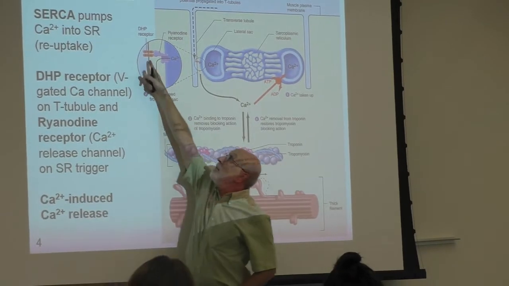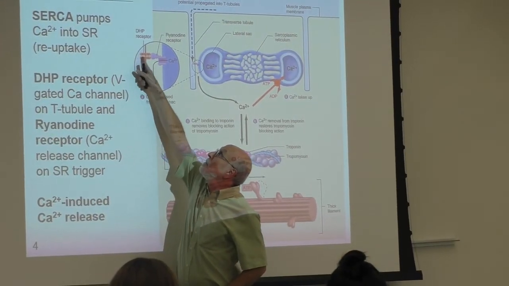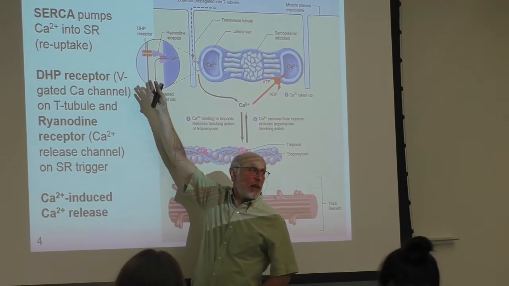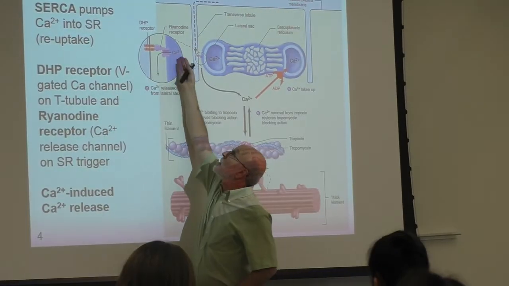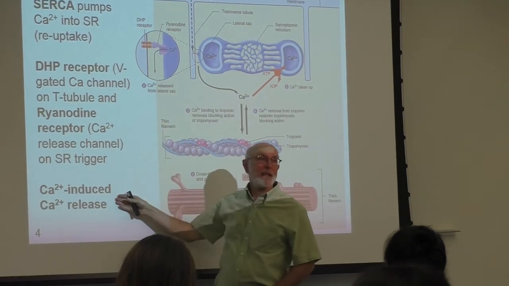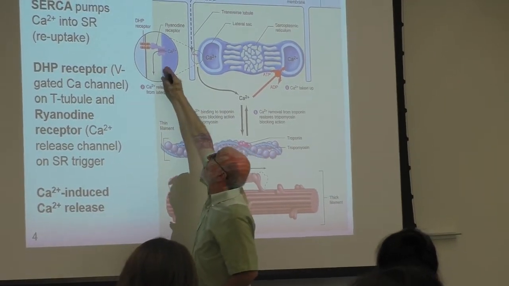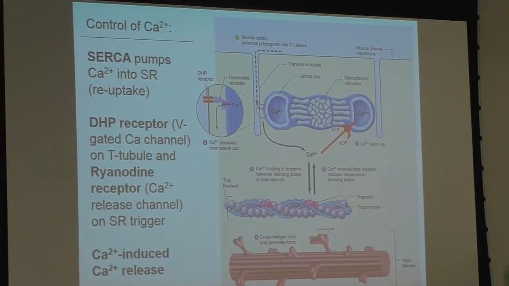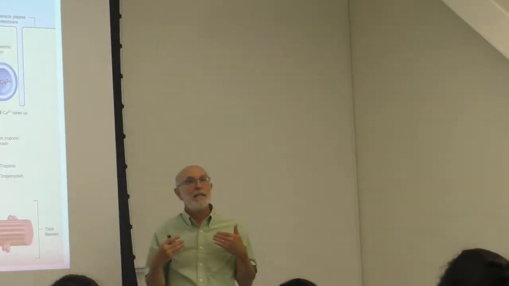When the voltage-gated channel opens, calcium flows in. There's calcium influx. And that calcium influx triggers a calcium-induced calcium release channel in the SR to open, and more calcium flows, this time from the SR to the cytoplasm. Both of these are essential for a cardiac muscle contraction.